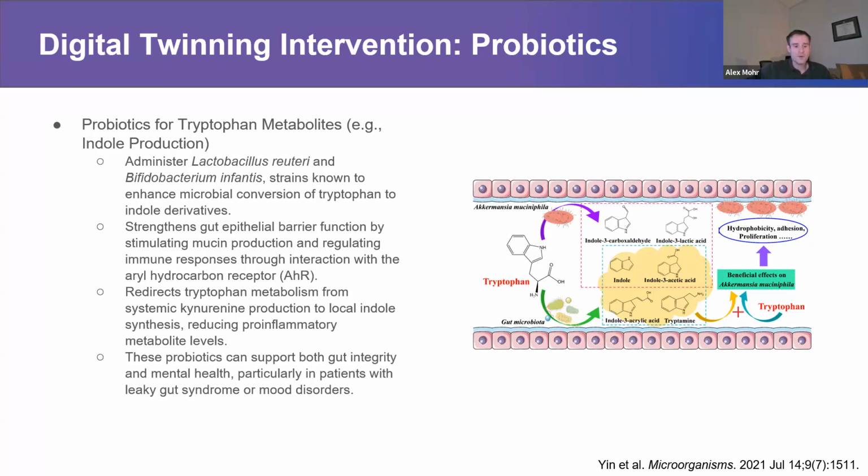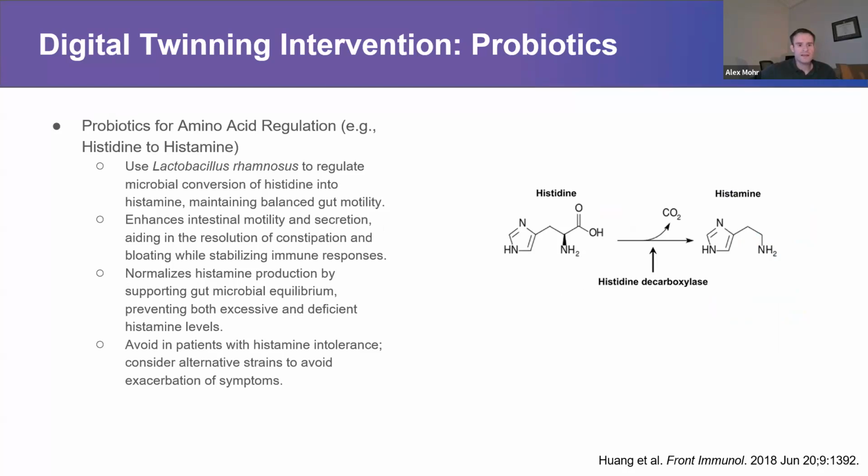These probiotics can support gut integrity and even mental health, particularly in patients that are experiencing decreases in gut permeability or leaky gut syndrome. So in terms of regulating amino acids, these specific species can help the conversion of histidine into histamine, which also maintain balanced gut motility. And this can help resolve issues like constipation and bloating while stabilizing immune responses. So normalizing histamine production can help support gut microbial equilibrium by preventing both excessive and deficient histamine levels.